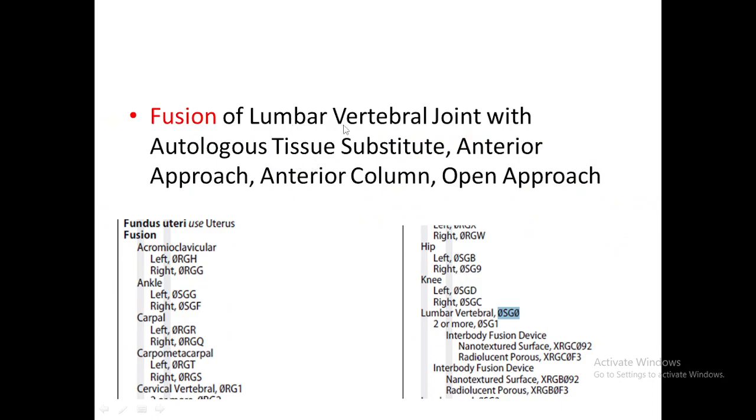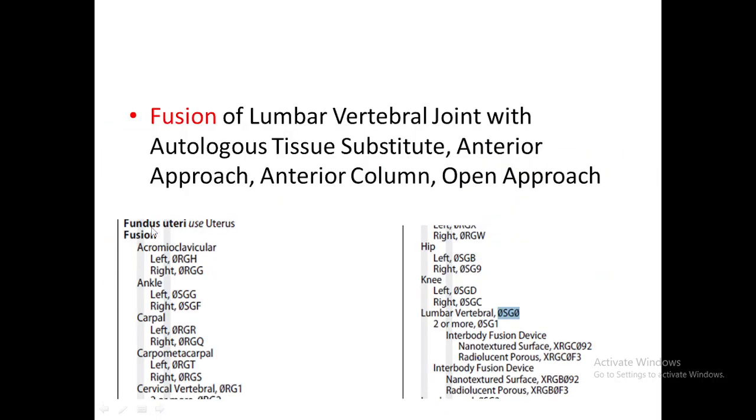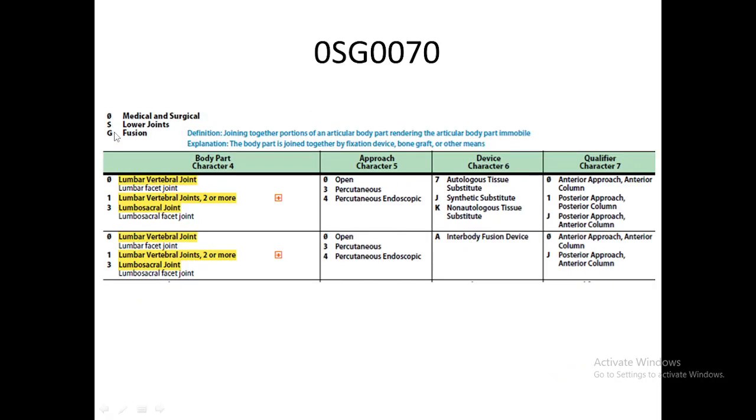Next, fusion of lumbar vertebral joint with autologous tissue substitute, anterior approach, anterior column, and open approach. See, fusion will be the root operation, and under fusion, lumbar vertebral. So 0SG, lumbar vertebral joint here, open approach, autologous tissue substitute, and anterior approach, anterior column. This will be the qualifier. You should not get confused here with open approach and anterior approach. This is for actual approach and this is for qualifier, character 7.